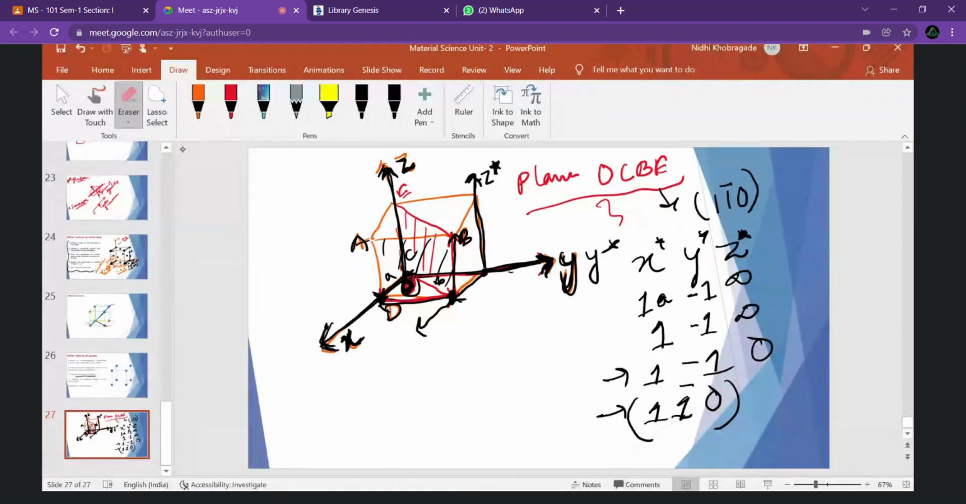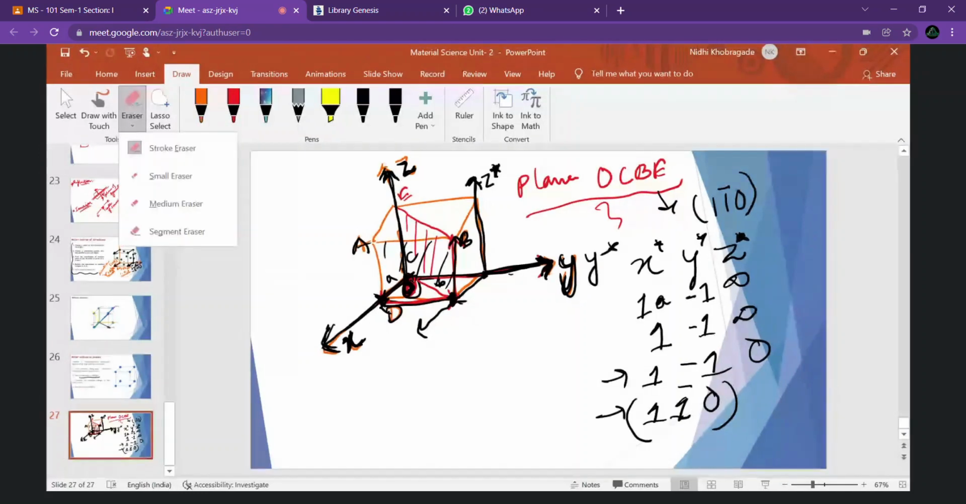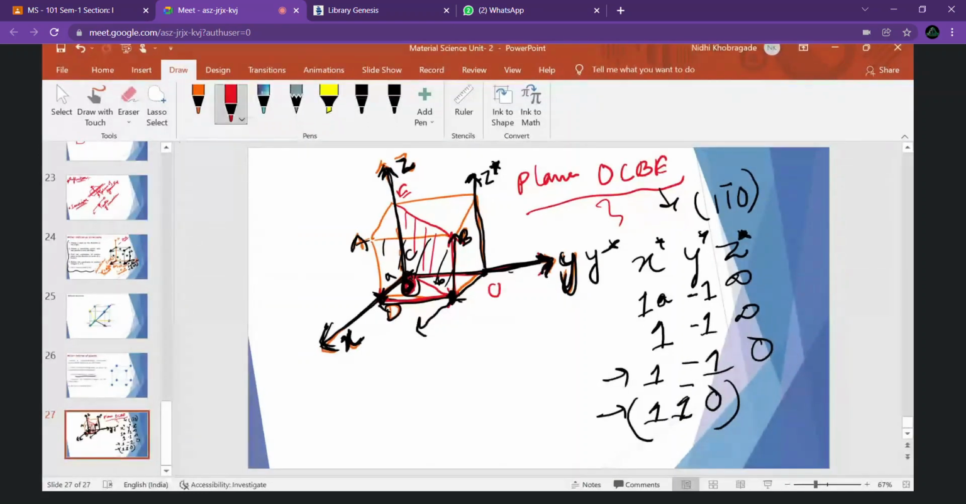So this is our new origin, O star. So this is X star, this is Y star, and this is Z star. Fine. So considering this particular plane, that is OCBE, from this origin it will move in this direction, right? So this is 1A.